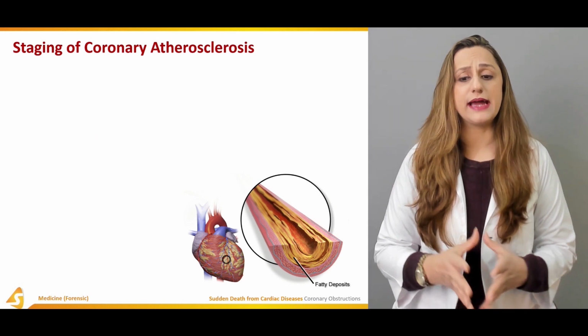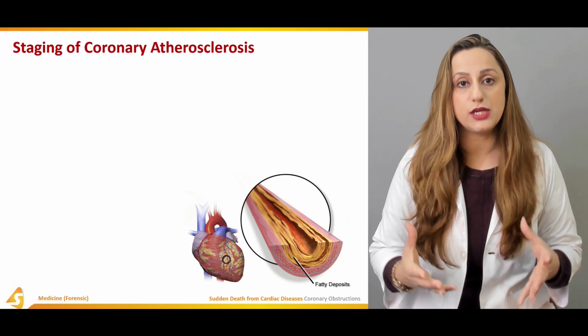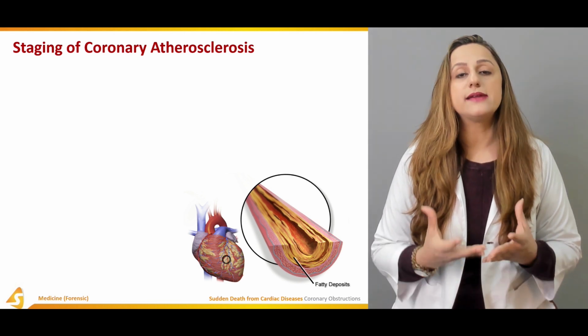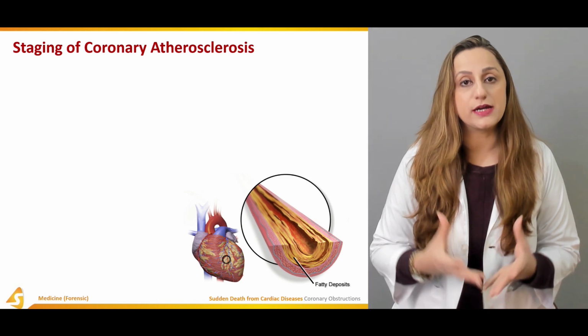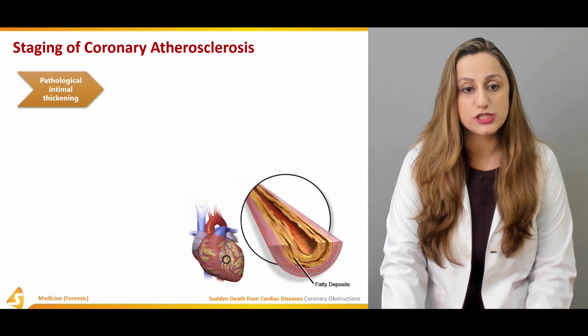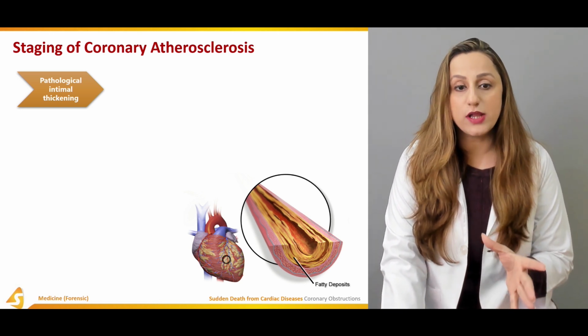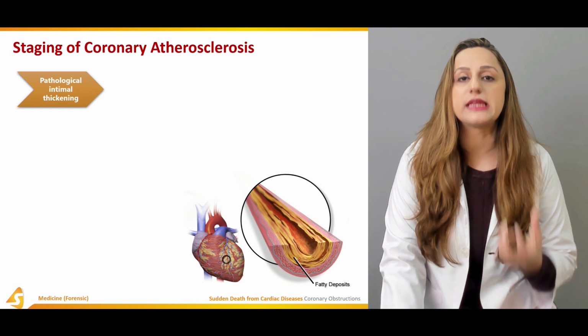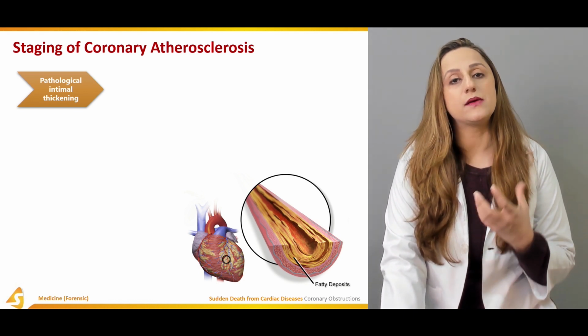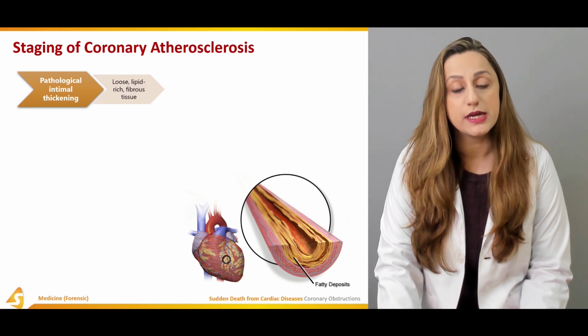So basically in this diagram, you can see there can be fatty deposits in the coronary vasculature, and that is going to compromise the blood flow to the cardiac muscle. So the staging is again very important. How do you stage this condition of atherosclerosis? First of all, it's the pathological intimal thickening. That is the underlying pathology here. There's an intimal thickening observed.